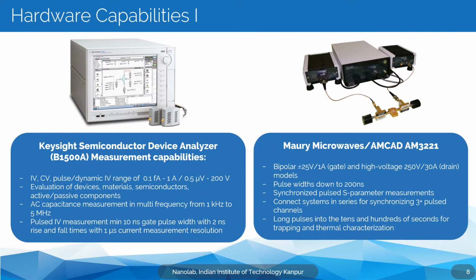For characterizing devices, we use a wide variety of equipment, mostly from Keysight. These are some of the equipment we have in our lab. We have a Keysight B1500A, which is a semiconductor device analyzer. It measures IV, CV, and even does pulsed measurements. And this here is a Mori Microwaves AM3221. This is a pulsed measurement system which can go up to 25 volts and 1 ampere currents at gate, and you can go as high as 250 volts and 30 amps at the drain.